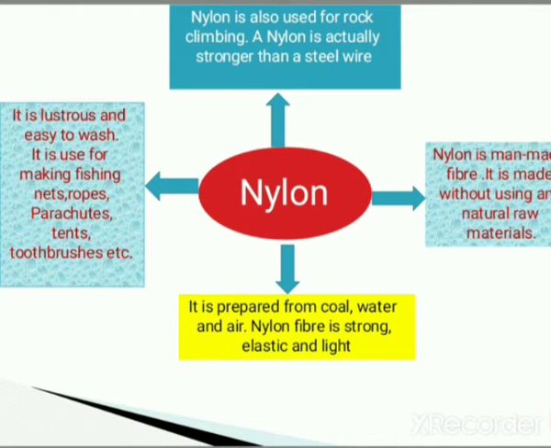Although I do understand that coal, water, and air are all natural, they are not raw materials in the sense of something you get from plants and animals. So nylon is said to be absolutely man-made. Alright, I hope you're not confused. Though coal, water, and air are natural, they are not something that you obtain from plants or animals. So nylon is a man-made fiber. It is made without using any natural raw materials.